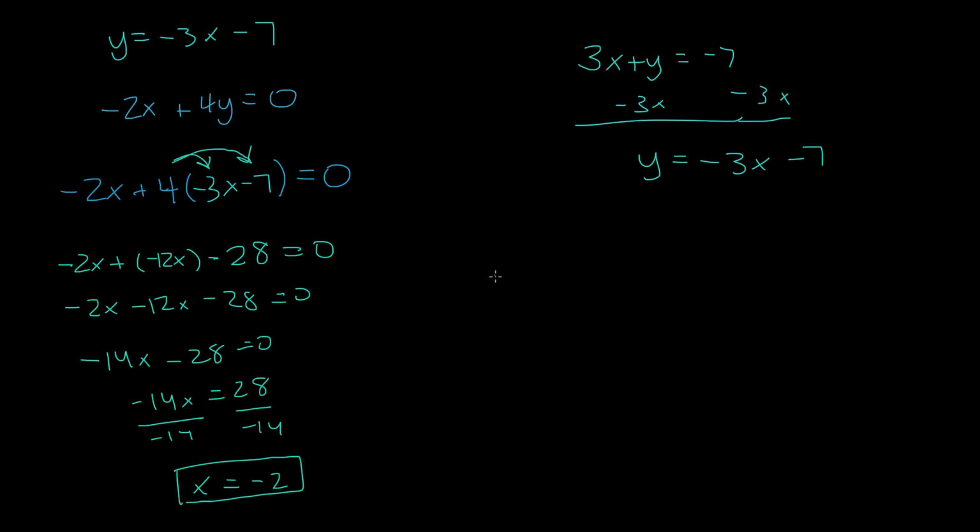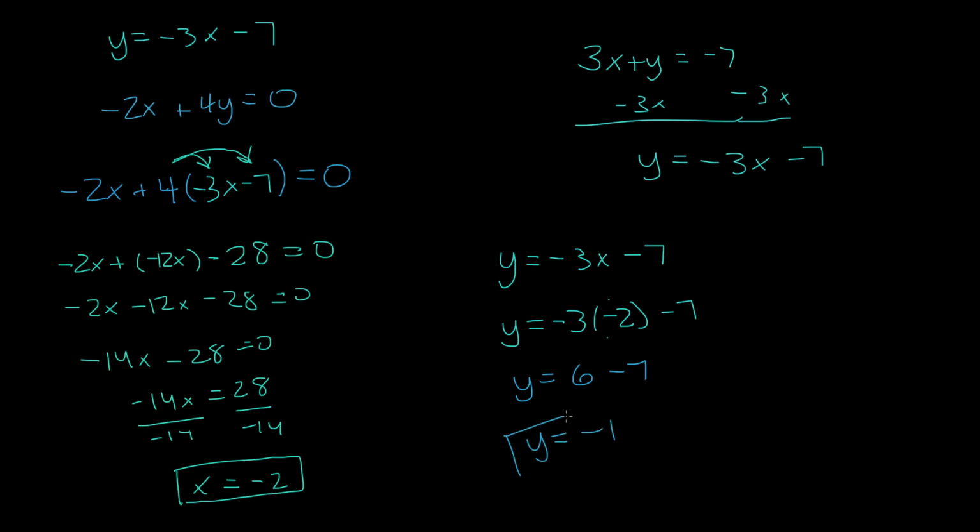So our first equation was y is equal to negative 3x minus 7. And we plug in negative 2 for x, so we're going to have y is equal to negative 3 times negative 2 minus 7. Now we just have to solve for this, and so we're going to have y is equal to negative 3 times negative 2, which is 6, minus 7. And so y is equal to 6 minus 7, which is going to leave us with negative 1. And so this is going to be our y-coordinate.